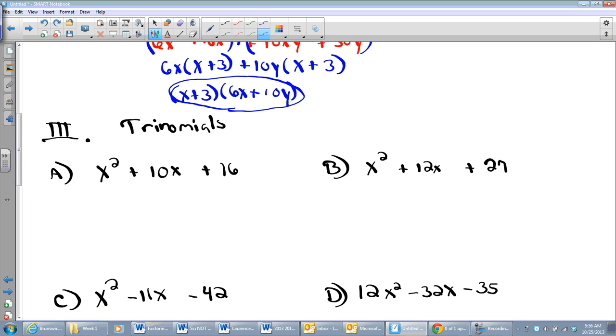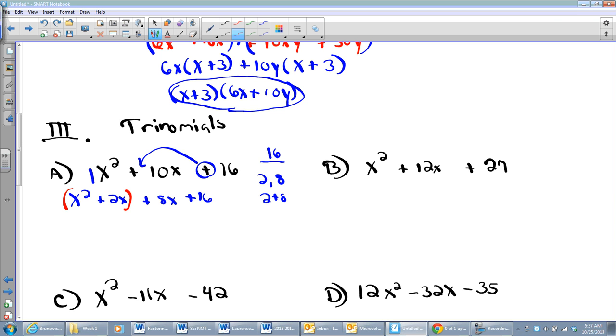Factoring trinomials here, the first couple, the lead coefficient will be 1. All right, so 1 times 16. I need two factors of 16 that add to get 10. Now, if you can see those factors right away, like if you can see that 2 times 8 is 16, 2 plus 8 does equal 10, you can go ahead and do it. X squared plus 2x plus 8x plus 16. You can go right to it. You don't have to list all the factors. You list them when you can't see them.